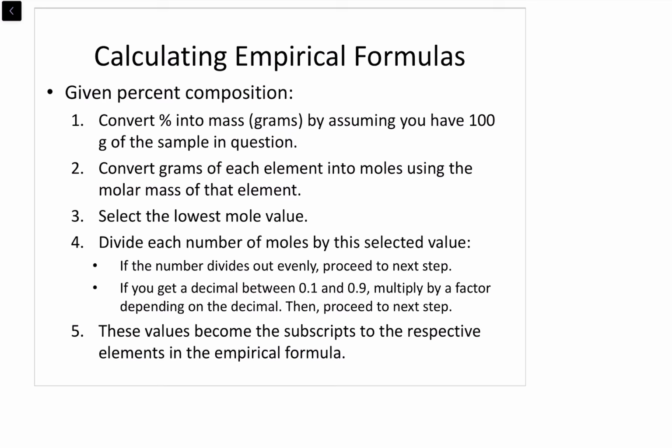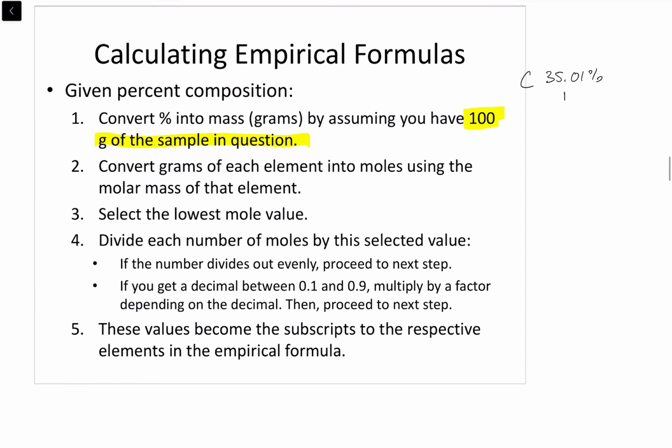And what we're going to do is assume that we have 100 grams of the sample in the question. Now, why 100 grams? If we have, for example, carbon given to us as 35.01%, and we have 100 grams of sample, that's going to be an easy conversion into 35.01 grams. Remember that if we had 10% of 100, that's going to be 10 grams. So 35.01% of 100 grams is going to be 35.01 grams. So this is going to be our first application of our law, and in this case, it's the law of conservation of mass.